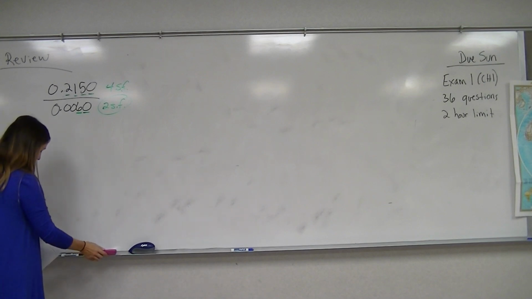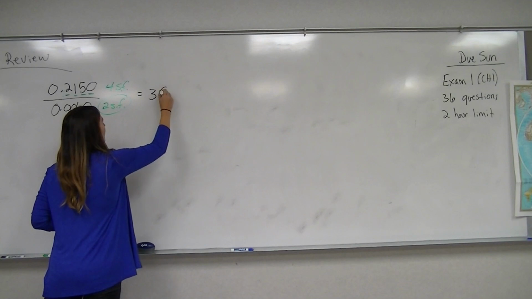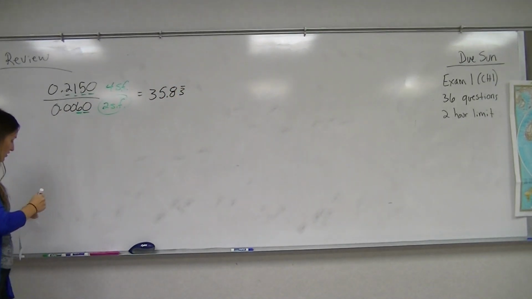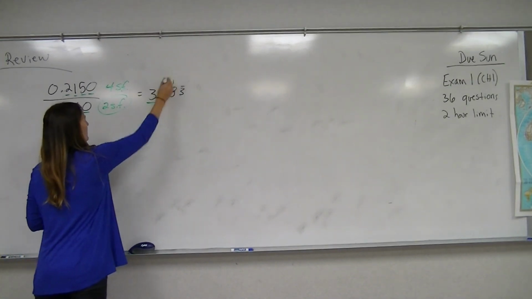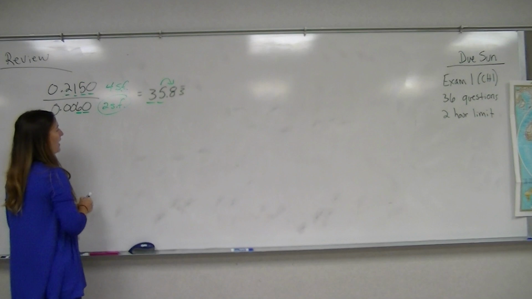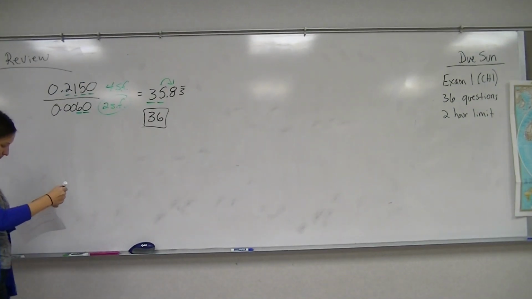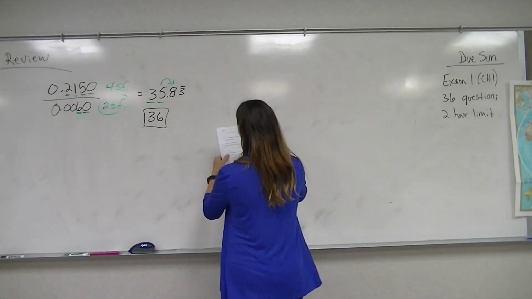So I get 35.83 repeating. And we just said 2 sig figs. So 1, 2, look at the number next to it. That 35 is going to round up to become 36. That would be the answer there.